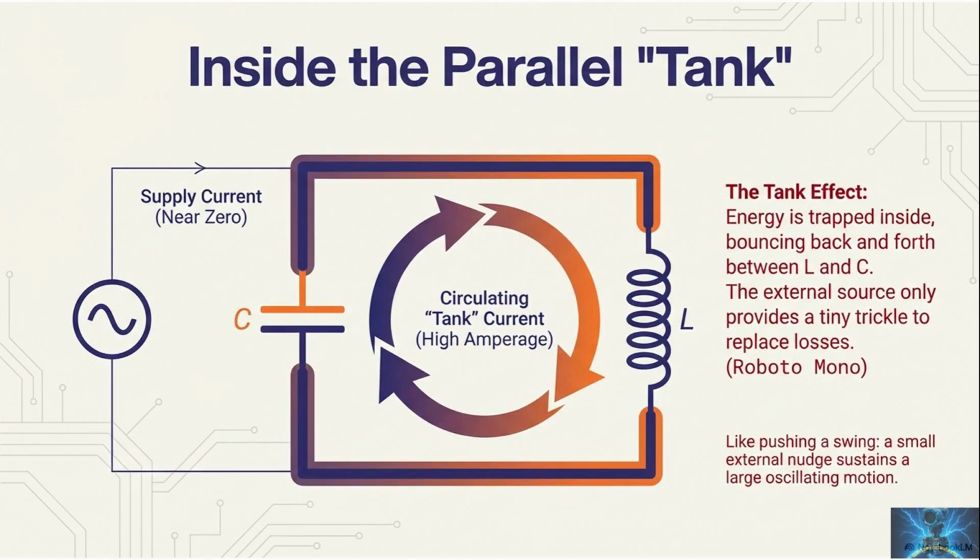Energy gets trapped sloshing between inductance and capacitance. Supply current can be near zero, but circulating current inside the tank can be high. The source only needs to provide a small amount of energy to replace losses. Like pushing a swing, tiny nudges keep a big motion going. That is why tank circuits are powerful in filters and tuning.